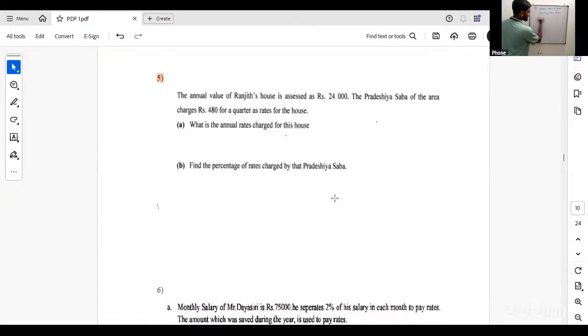A part. What is the annual rates charge? The quarterly rate is Rs 480. The annual rate means the yearly rate, the rate for a year. You have to take this and multiply it by 4 to get the answer for the year. So the value will be Rs 1,920. 1,920 is the annual rate for the A part of the fifth question. Understood?